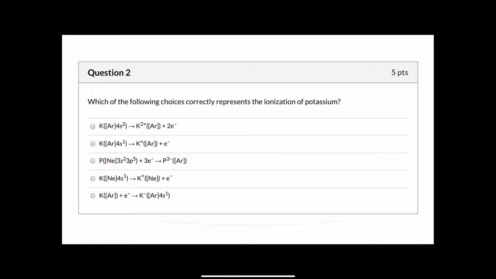Question number 2 asks us which of the following choices correctly represents the ionization of potassium. So potassium is going to lose 1 electron to become potassium plus. It has 1 valence electron, so it'll lose that electron. The best answer here is this one, because the electron configuration of potassium is argon 4s1, and then I form my potassium ion, and what's left over is the potassium ion plus an electron. So there we go, the second choice.